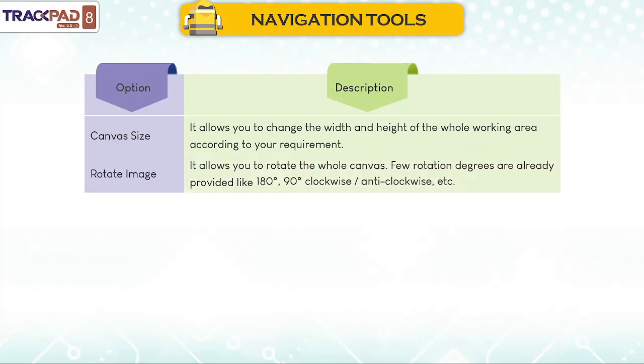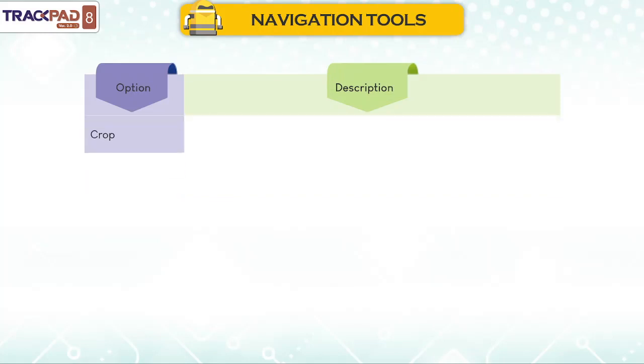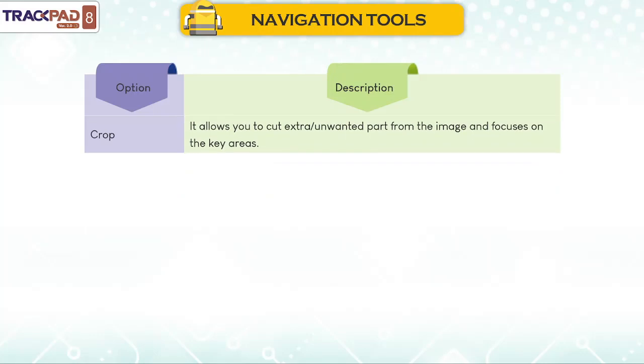Rotate Image. It allows you to rotate the whole canvas. A few rotation degrees are already provided, like 180 degrees, 90 degrees clockwise or anti-clockwise, etc. Crop. It allows you to cut the extra unwanted part of the image and focuses on the key areas.